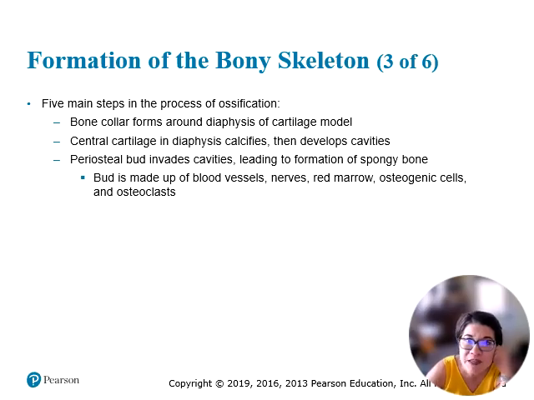And here's the 5 main steps. So you have a bone collar that's going to form around the diaphysis. Remember what that is from the last part. And it's going to start to calcify, and then you'll get a periosteal bud, like the periosteum that forms on the outside. And that's going to lead to spongy bone forming, and you're going to start making those stem cells, right? The osteogenic stem cells, and then osteoclasts.